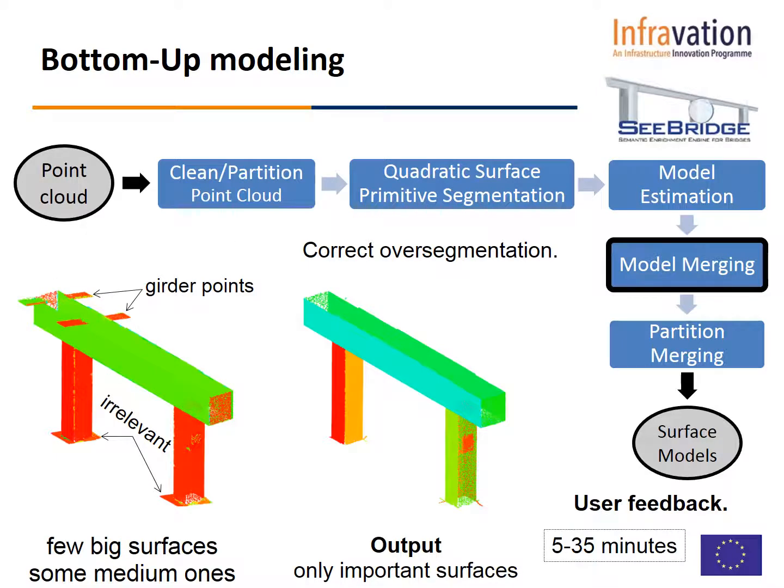At this point, we have this very nice, small set of surfaces. And the idea is we need a little bit of advice from the user. Are these surfaces correct? Should some be thrown out? Should some maybe be reconsidered elsewhere? Things like that. And that user feedback takes anywhere from 5 to 35 minutes, depending on the complexity of the bridge.